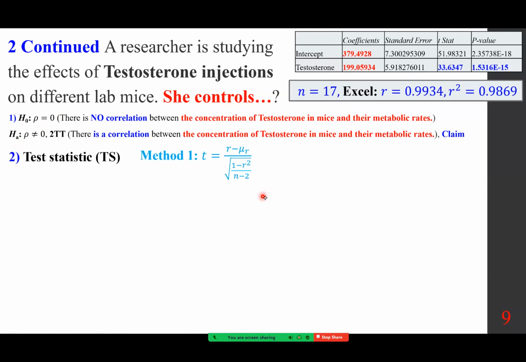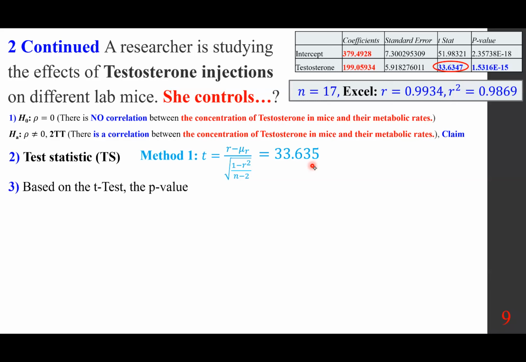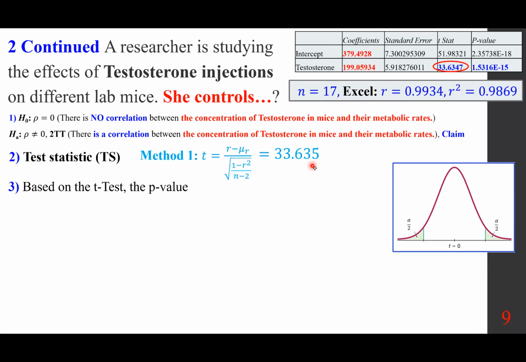T has this formula. We've run the technology, and that's the answer. You don't have to do it. It's been done. Now we can do the traditional method, or when we look at the technology, they have calculated the p-value for us, the area to the right of this number times 2.